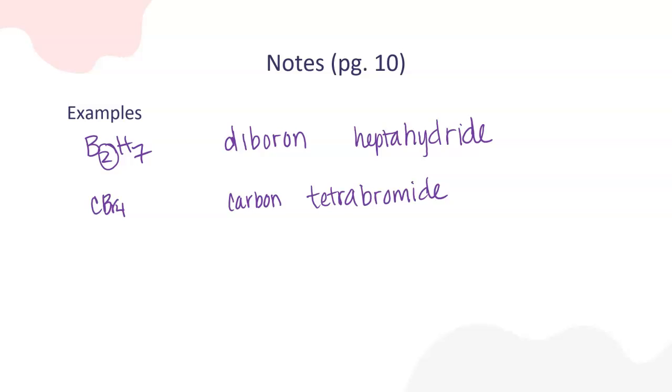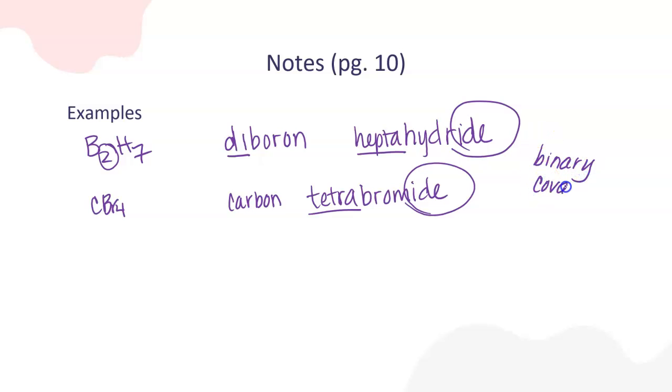So for covalent compounds, some things to note is that you indicate how many there are in the name, and the ending will always end in IDE, and this is for binary covalent. We won't talk about anything beyond binary covalent compounds. Okay.